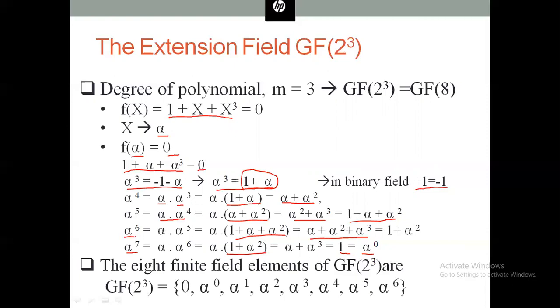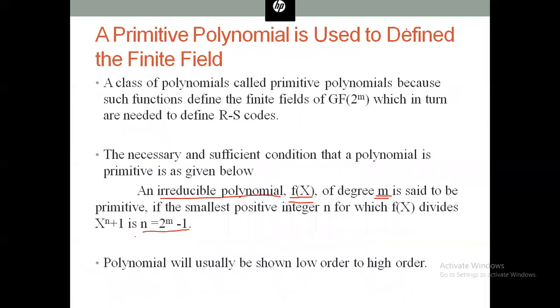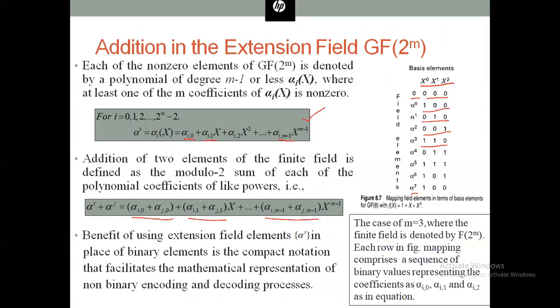the field goes up to alpha 6 in the Galois field. So here, if you go back, you can check that alpha naught is 1, 0, 0, and alpha 7 is also equal to 1, 0, 0. So after alpha 6, we will start repeating the symbols. So alpha 8 is equal to alpha 1, and alpha 9 is equal to alpha 2.